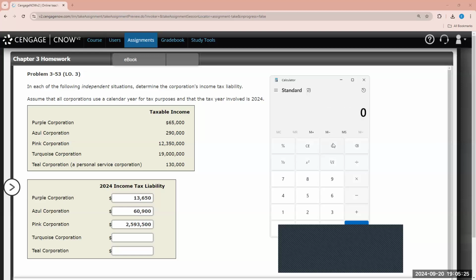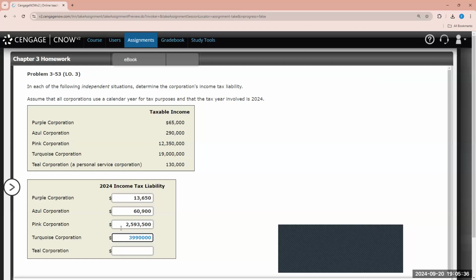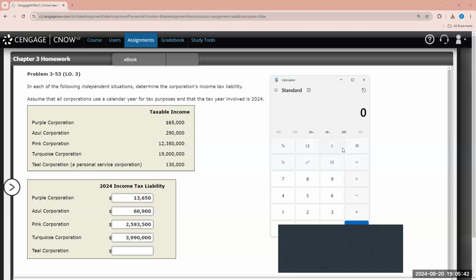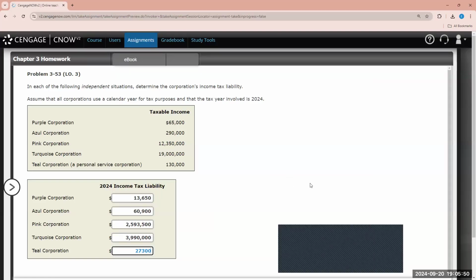So we multiply the 19 million of taxable income by 21%. Their tax liability is 3,990,000. For Teal Corporation, a personal service corporation, again, is still subjected to a flat 21%, so 130,000 multiplied by 21%. The income tax liability is 27,300.